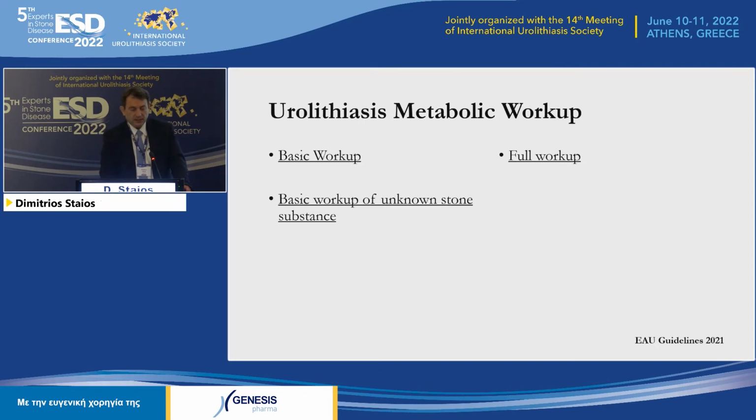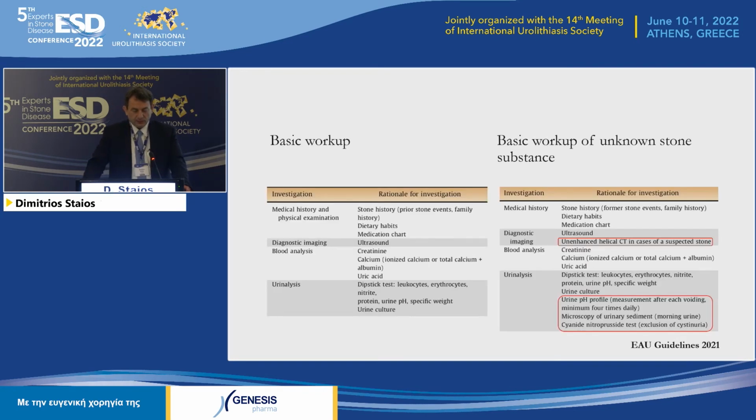So in the basic workup, we have to take a good medical history and perform a physical examination of our patient. The first diagnostic imaging that we have to do is an ultrasound. We have some basic blood results, and of course the urine analysis. If we don't know the stone, or cannot catch it, we can add an enhanced CT scan, also measure the pH profile of the urine, and do a microscopy of the urinary sediment.